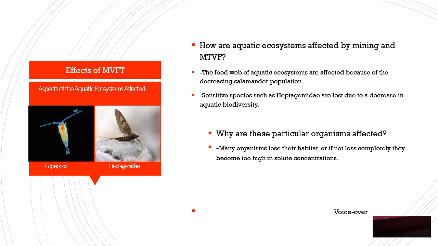How are aquatic ecosystems affected by mining in MTVF? The food web of aquatic ecosystems is affected because of the decreasing salamander population. Sensitive species such as Heptageniae are lost due to a decrease in aquatic biodiversity. Why are these particular organisms affected? Many organisms lose their habitat, or if not lost completely, they become too high in solute concentrations.